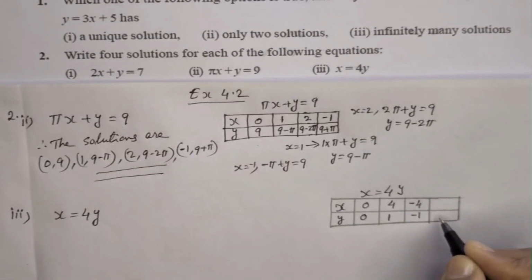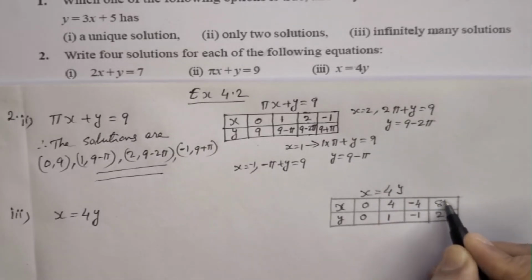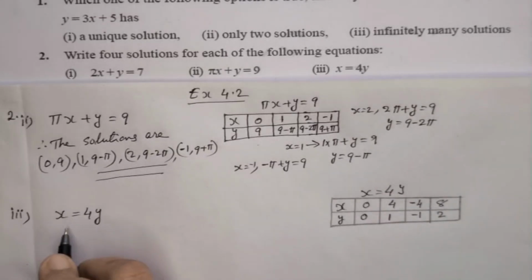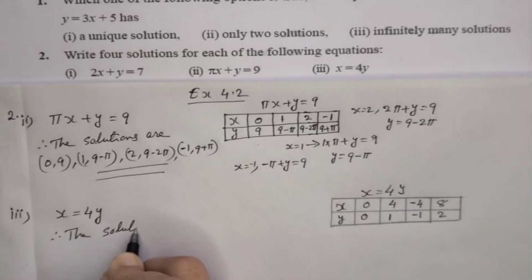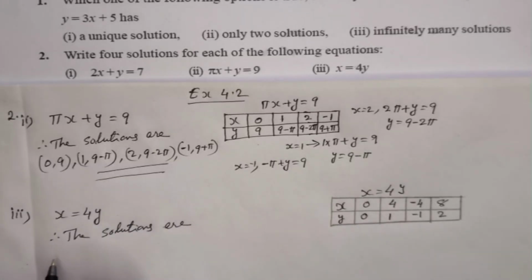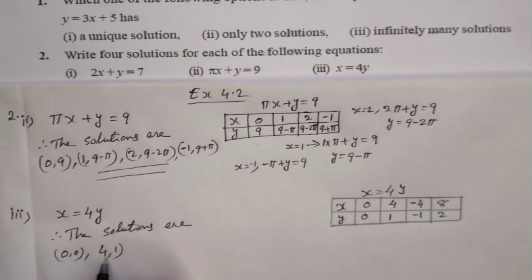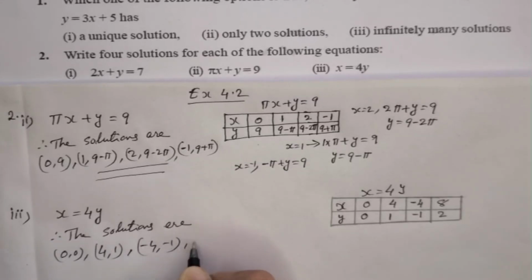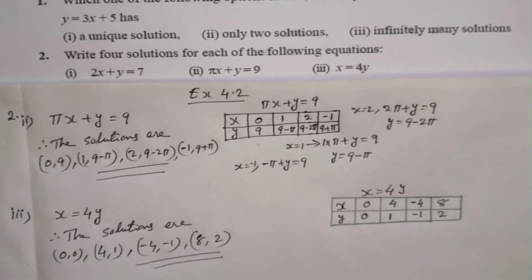Then y is equal to 2. Then x is equal to 2 into 4, 8. Now 4 values we got. So we can write, therefore the solutions are 0, 0, 4, 1, minus 4, minus 1, and 8, 2. 4 solutions.